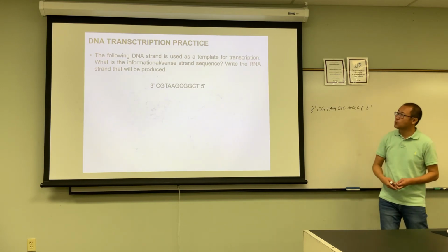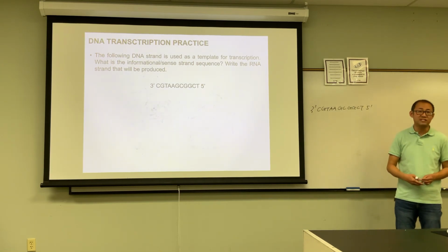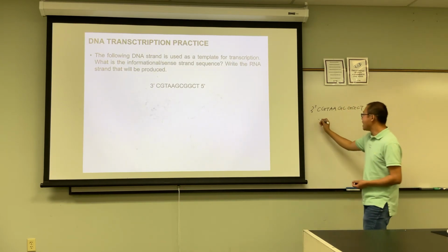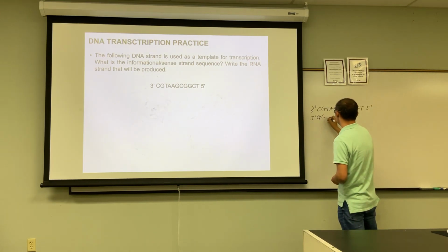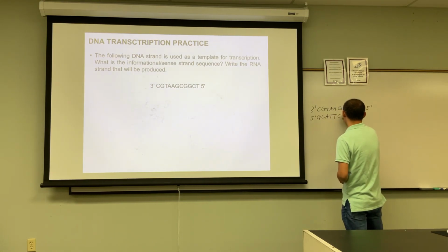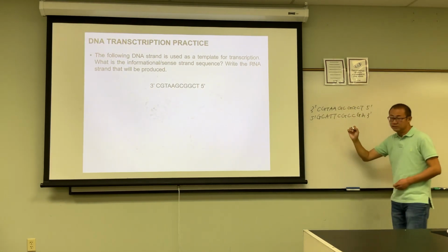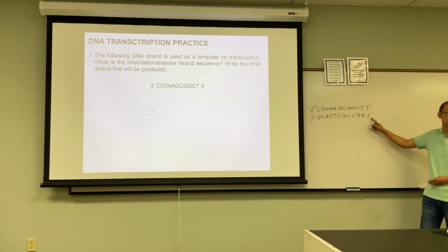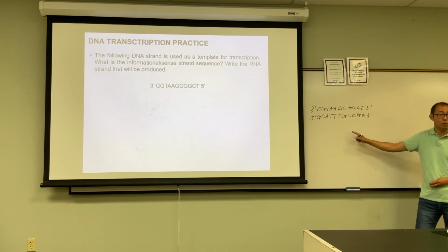The first question asks, what is the informational strand or sense strand of that sequence? We know this is the template strand, which means the other strand of DNA from 5' to 3' is G, C, A, T, T, C, G, C, C, G, A. Did I make it right? So after I make this, the new one I just put down here, did I answer one of the questions or not?